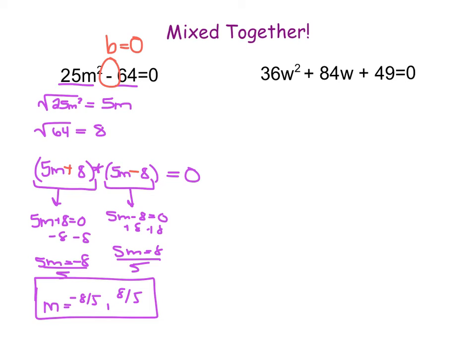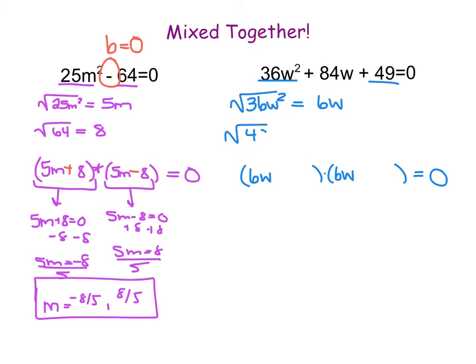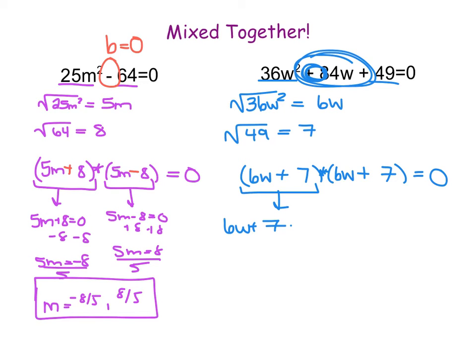Okay, example 2, what I notice here is that I have perfect squares in 36w squared and 49. And what that tells me is I'm going to use one of my special strategies to help me factor that. So I square root the a value of 36w squared, which becomes 6w, and that goes in the first part of our parentheses. Then we square root the 49, and we get 7, so that goes in the second part of our parentheses. And then because this middle term is positive, we're going to put two positive signs inside of those parentheses. So then from here I can utilize the zero product property because I have something times something equals 0. So I set each part equal to 0.